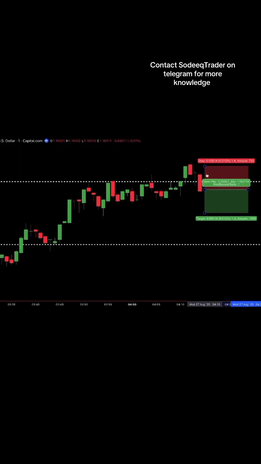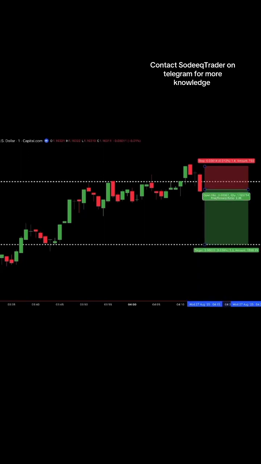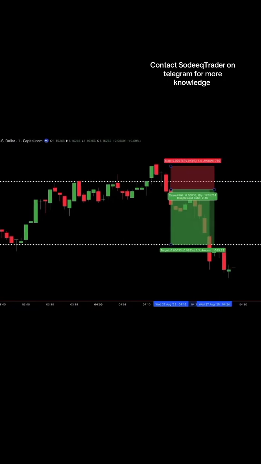You enter at the close of the candle that moves back inside the range. Your stop loss goes above the candle, and your target is the next high. Look at the result. The market reaches the target as expected.